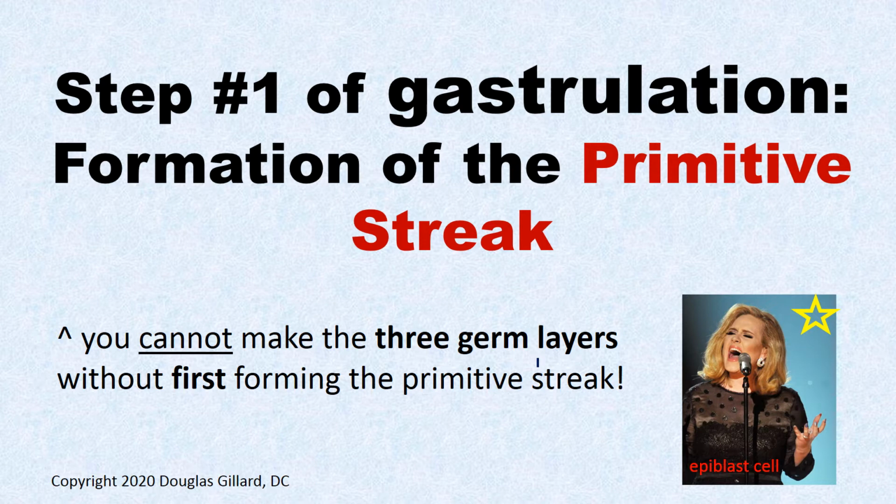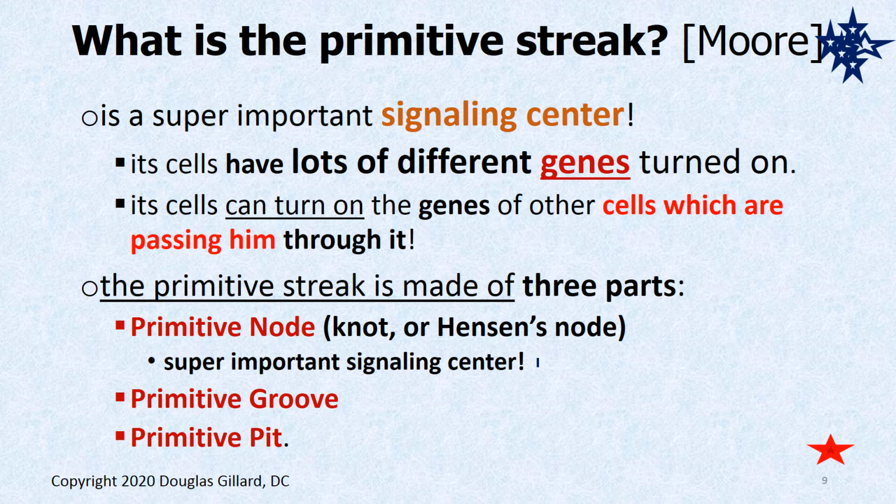All right. So you can't do anything. You can't make the 3 germ layers without first making the primitive streak. What is the primitive streak? Well, it's a super important cluster of genes that happens in the caudal surface, the dorsal surface of the embryo.